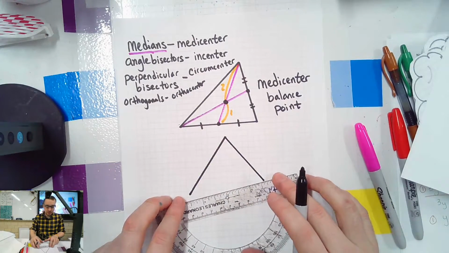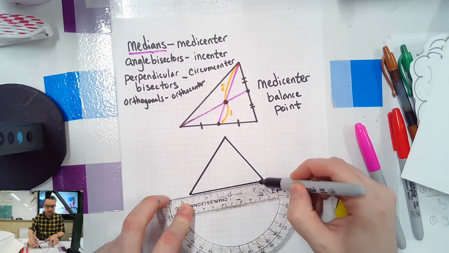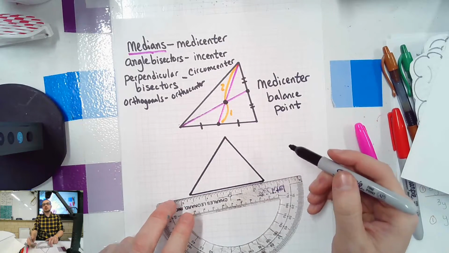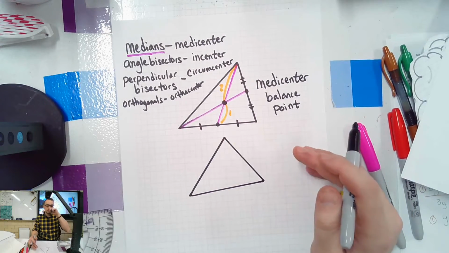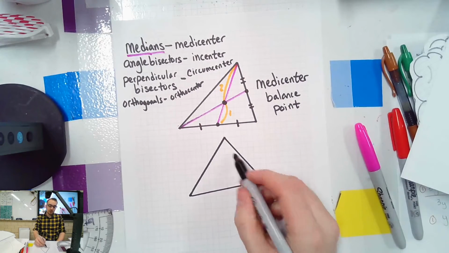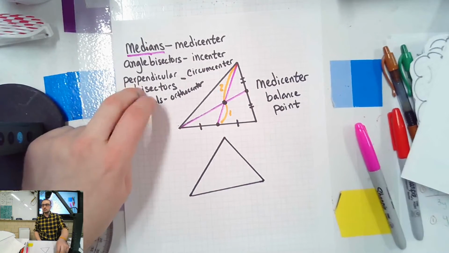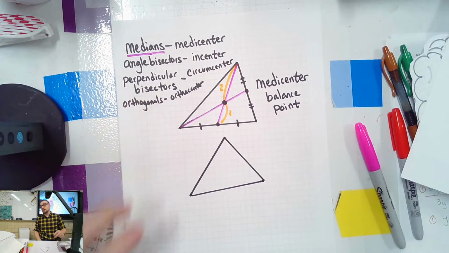Now, these 2 that we're drawing, it won't matter though. Because the medicenter is the center of mass, right? It's the balance point. The balance point is always going to be inside the triangle. And the in-center is called the in-center because it's inside the inscribed circle, right? So the circle is going to be inside, so the center will be inside. It doesn't matter what triangle we're talking about, right? But these other 2, different triangles might have a center outside the triangle.